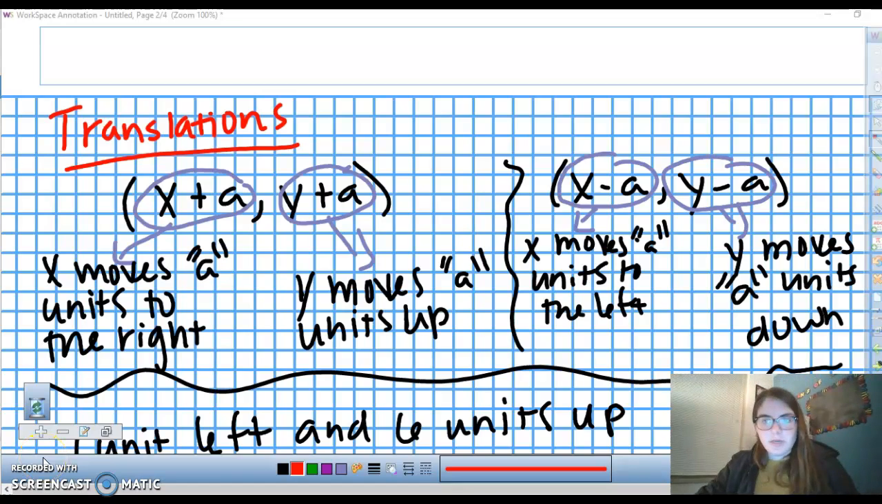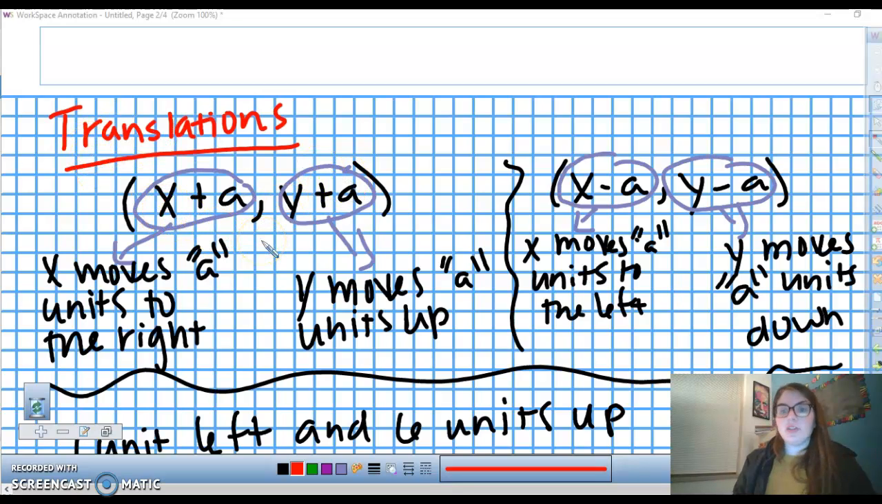Okay, so today we're going to talk about translations. I know it looks like a lot on this page, but when I have translations, basically I'm taking a figure on a graph, whether that be a point, a segment, a line, a triangle, a square, a polygon, anything. I can slide it left or right, and I can also slide it up and down.